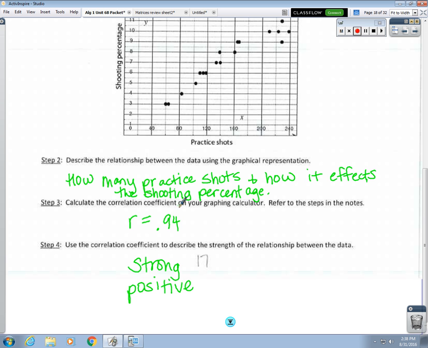The reason that it was 0.94 is because it's strong positive. Remember, the strongest you can get is 1. That would be a perfect line, where every point would have the same slope all the way up. This one obviously wasn't perfect, but pretty strong, so that's why it's a number close to 1.